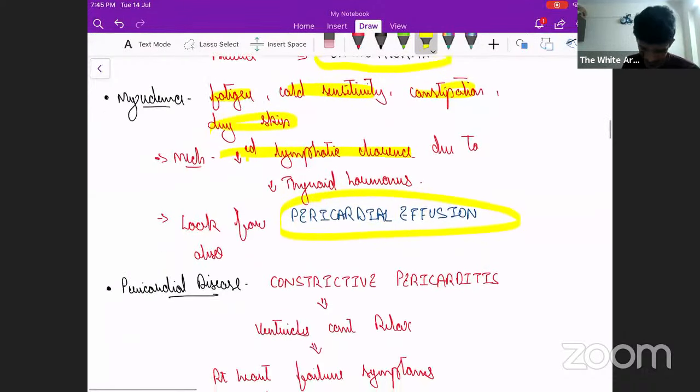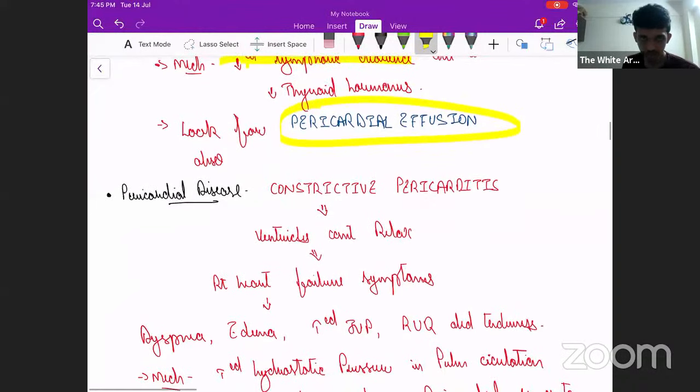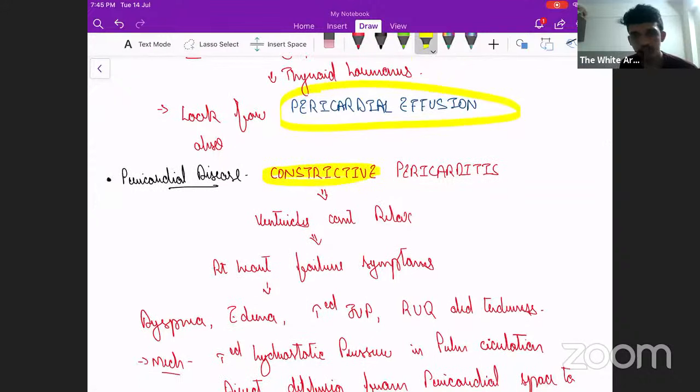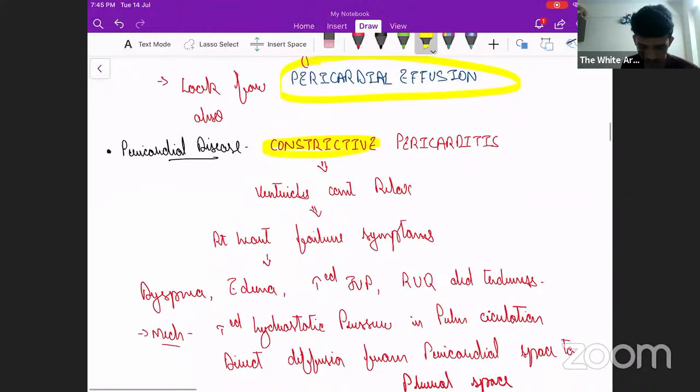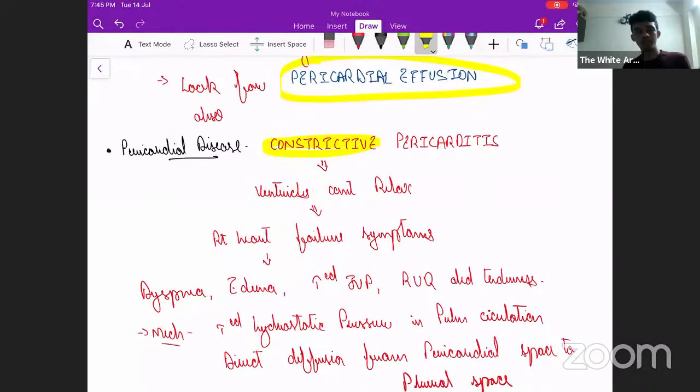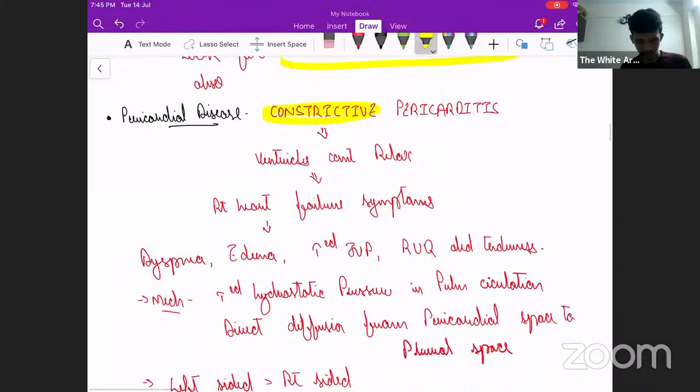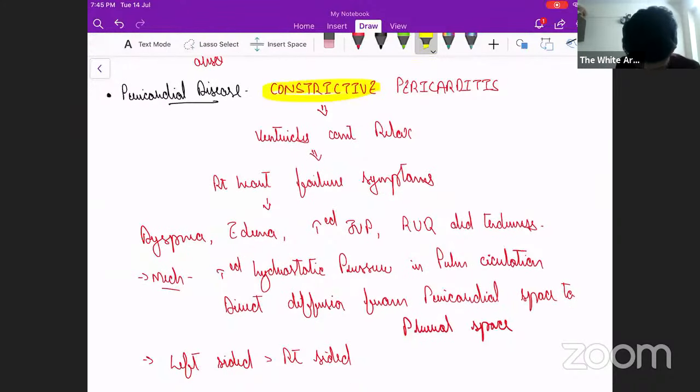Okay. Next is pericardial disease, which we saw. The most important cause is constrictive pericarditis. In this, ventricles won't be able to relax. It usually presents with features of right-sided heart failure, like dyspnea, edema, increased JVP, right upper quadrant tenderness. What is the mechanism? One is increased hydrostatic pressure in the pulmonary circulation. Ventricles cannot relax, there will be back pressure, which will cause increased hydrostatic pressure.